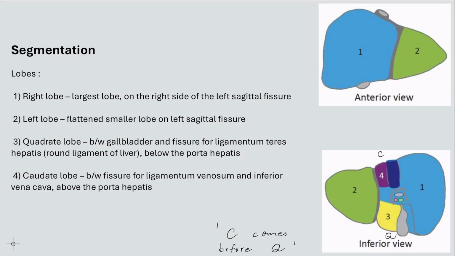So the right lobe, which is the biggest lobe, is located on the right side of the left sagittal fissure. And then you have the much smaller flattened lobe, which is your left lobe, and it's on the left side of the left sagittal fissure.